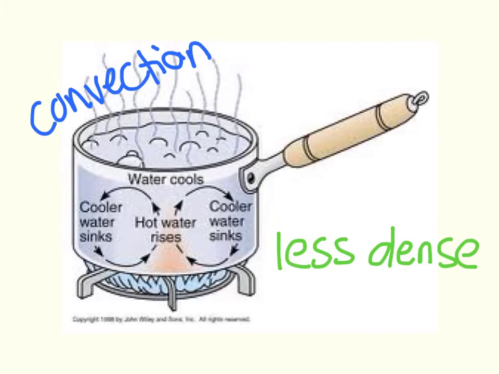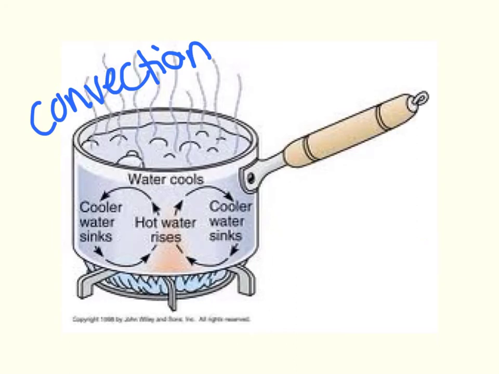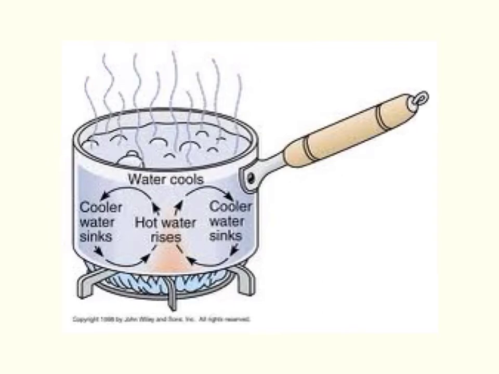What does that mean for our water? That means that the water molecules that are on the bottom are in fact going to rise to the top of the water in our pot. When they rise, they are further away from the heat source, which means that they begin to slow down. Think about what you know happens to particles when they slow down. When they slow down, they become cooler. When they become cooler, they become more dense.